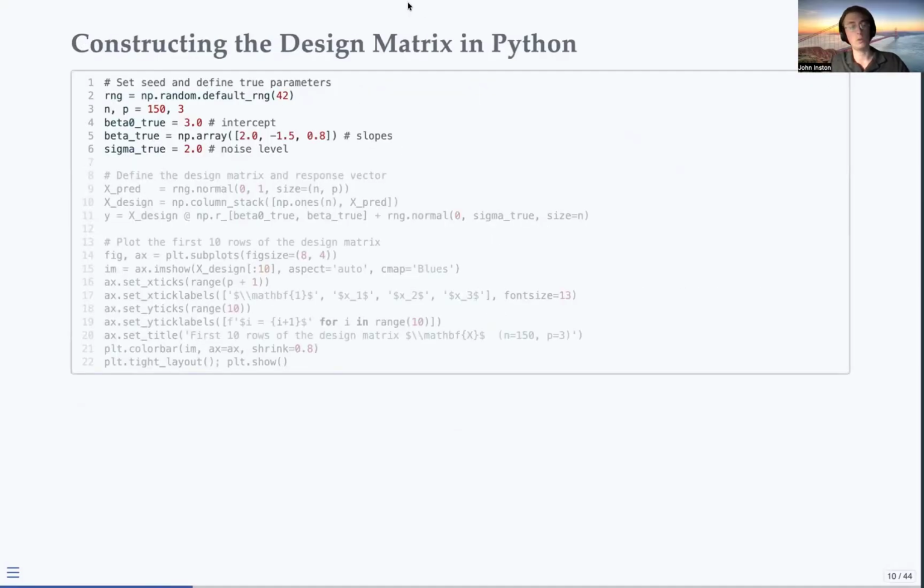So I won't spend too long on this because I'm already aware that I'm at 20 minutes, which is way longer than I expected to take. But this is just a quick example in Python of doing the same thing that we did last week, where we constructed a simple linear relationship, not with data.